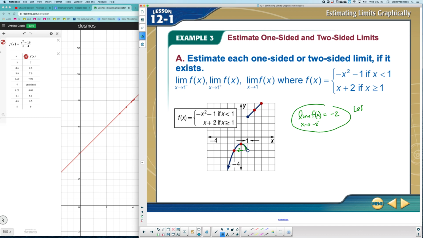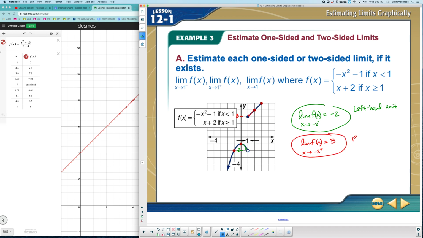That would be the left-hand limit. Now on the right side, I'll do this in red, on the right side the graph is approaching this way to this point here, which this would be 1, 2, and we'll call that 3. Okay, so from the right side, as x approaches -2 from the right side, that's what that plus right there means, the limit would be 3.